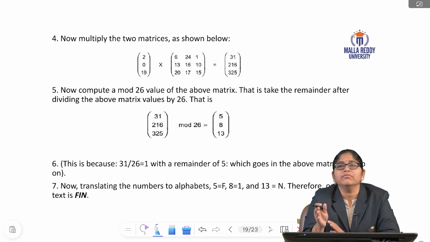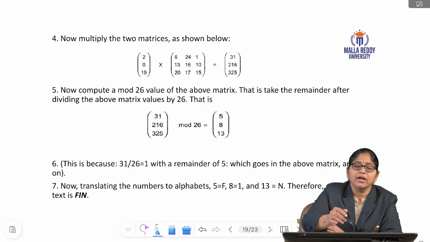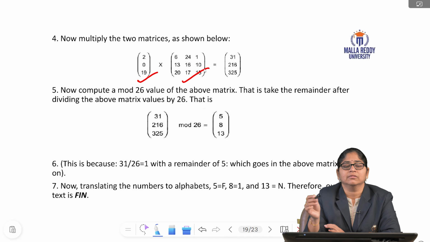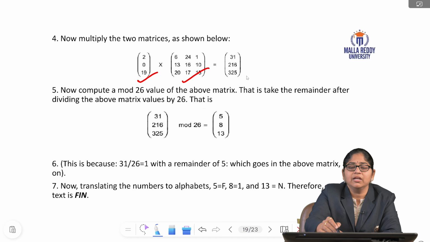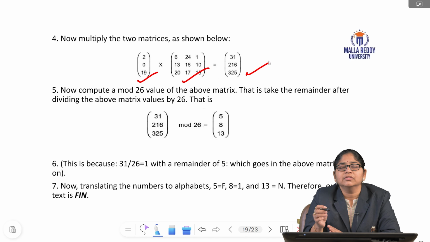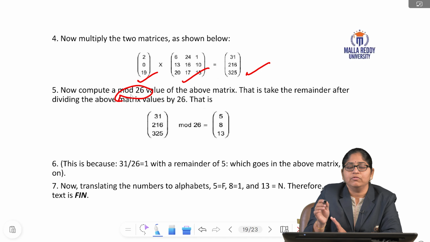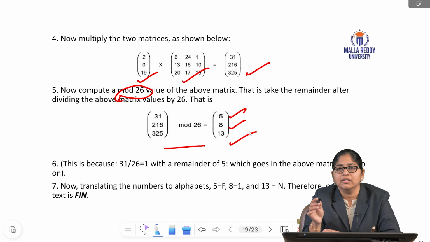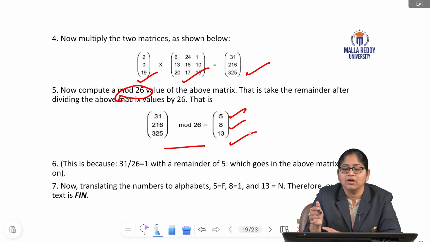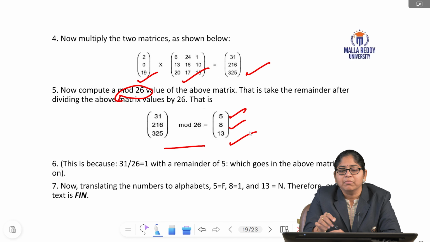So this is the random values I have chosen in order to construct the key matrix. After that, we need to multiply the key matrix with the plain text matrix so that we'll get some output. After getting the output, we need to apply mod 26. After applying mod 26, we'll get the result as 5, 8, 13. So the resultant matrix, we can call it the ciphertext matrix.